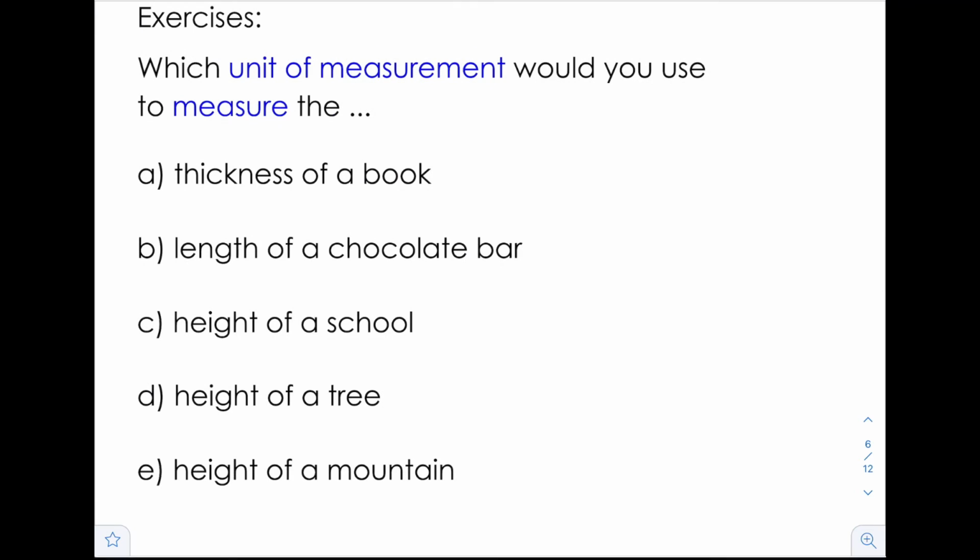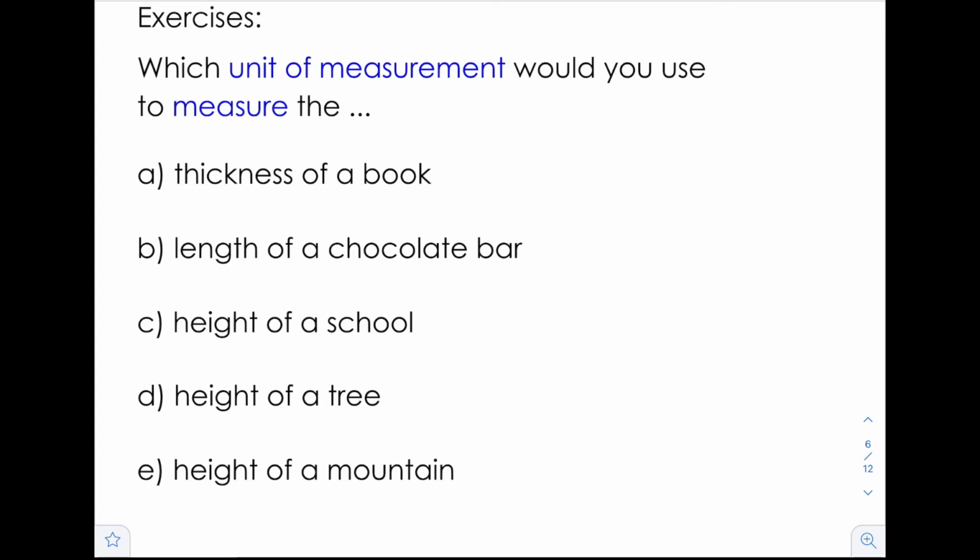Now in this exercise, you're going to have to determine which unit of measurement you would use to measure these various items. So pause the video, think about that. We're not looking at numbers at all here, we're just looking at what unit of measurement do you think would best be used to measure these different things.